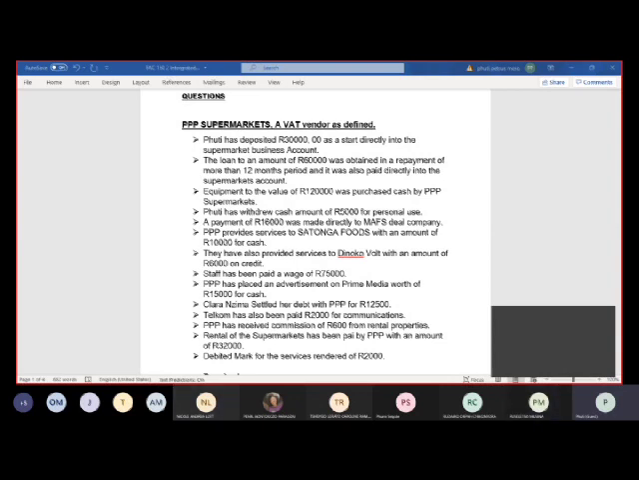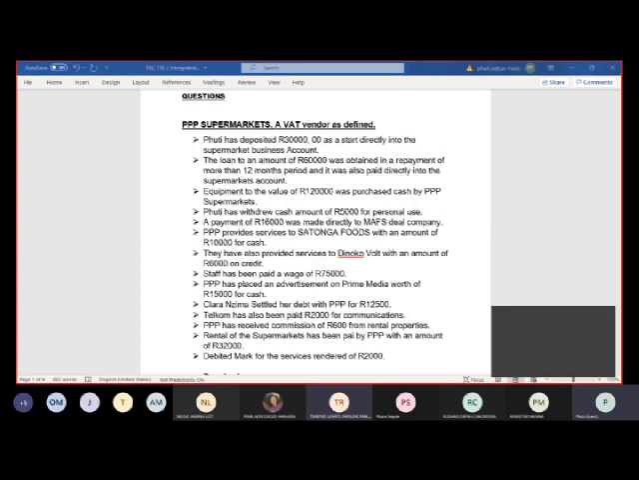Triple P provides services to Satonga Foods with an amount of 10,000 rand for cash. Which accounts are affected? Bank and trade receivable. It's all assets. Equity. Bank and services rendered, which is an income, right? Yes. So we're going to have bank and services rendered. Our bank is going to increase with 10,000 rand, and our services rendered would also go up with an amount of 10,000 rand as an income.